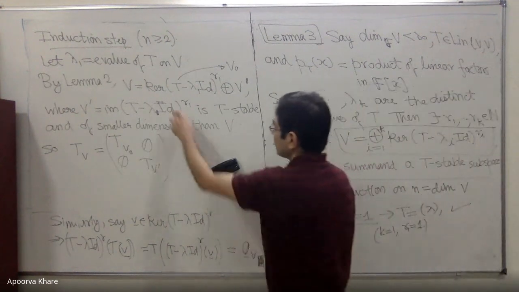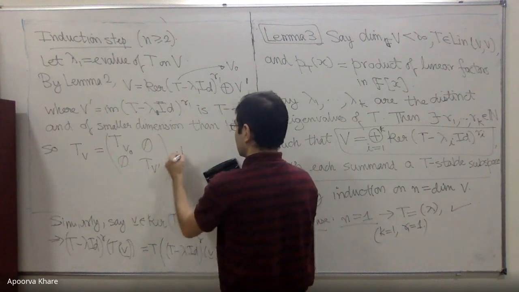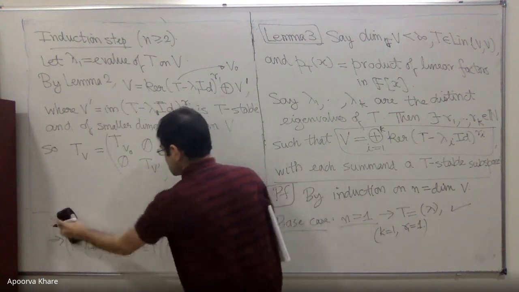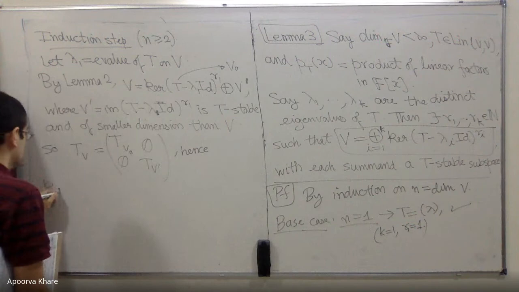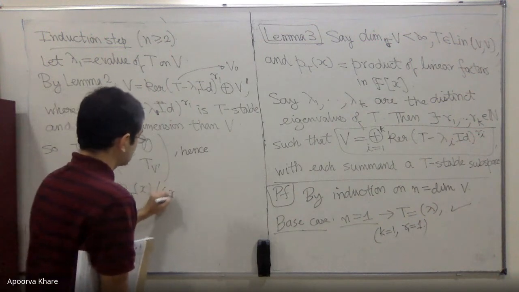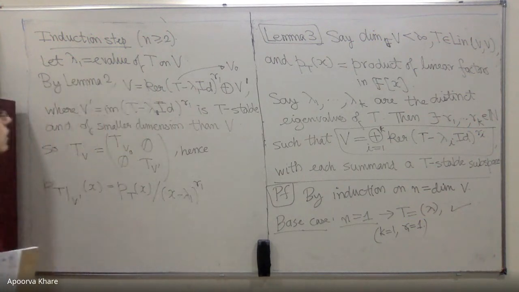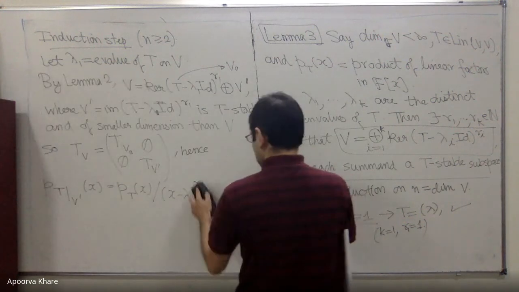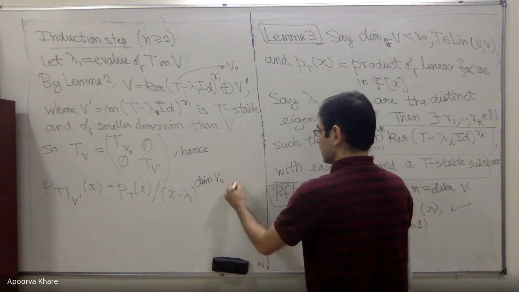is. On T on V0, the characteristic polynomial is exactly (x minus lambda 1) to the R1, whatever, however many dimensions there are, the dimension of V0. Hence the characteristic polynomial on V prime of x is P_T of x divided by (x minus lambda 1) to the R1. It also splits over F.